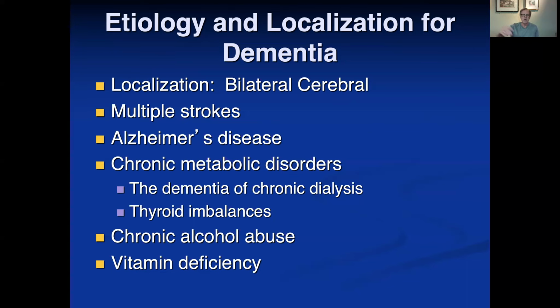Over a period of years, they can do very well at first, but that begins to take a toll on the brain, and they can actually develop dementia from that, chronic up and down with toxins. Chronic alcohol abuse can produce a dementia. Vitamin deficiency can produce a dementia, or malnutrition can produce a dementia. But overwhelmingly, the most common ones are multiple strokes and Alzheimer's disease.